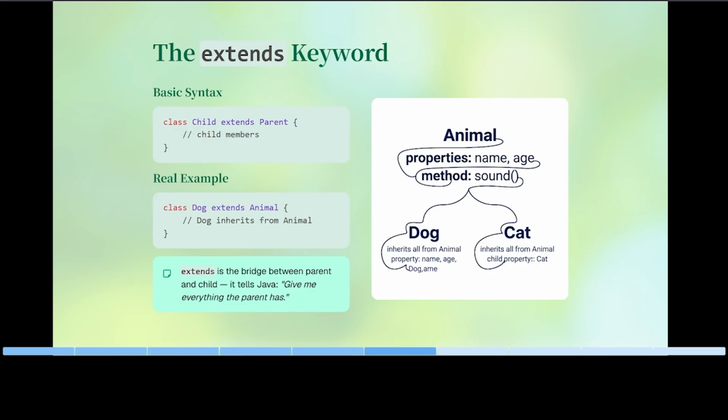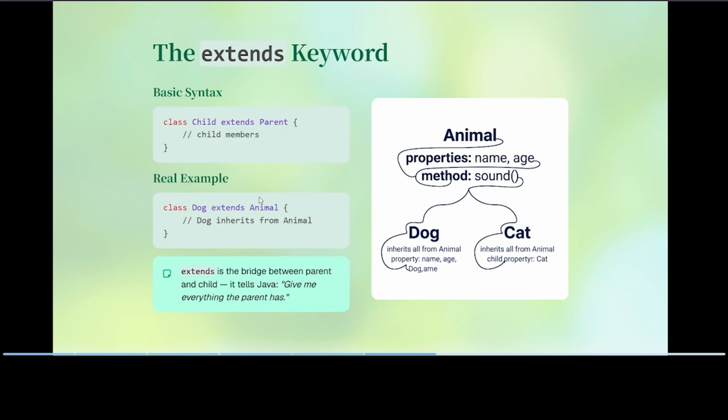So the basic syntax is class child extends parent, then the child members. Likewise, the real example is dog: class dog extends animal. See in the diagram, animal is the parent and has two children, one is a dog, another one is a cat. The parent has the properties name and age. Also, it has a method sound. So class dog extends animal, class cat extends animal.